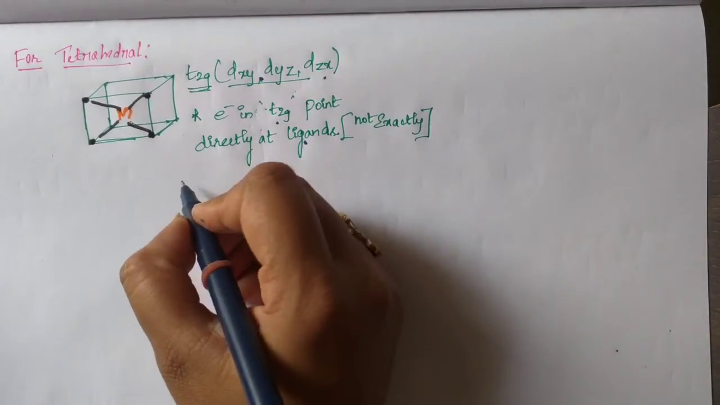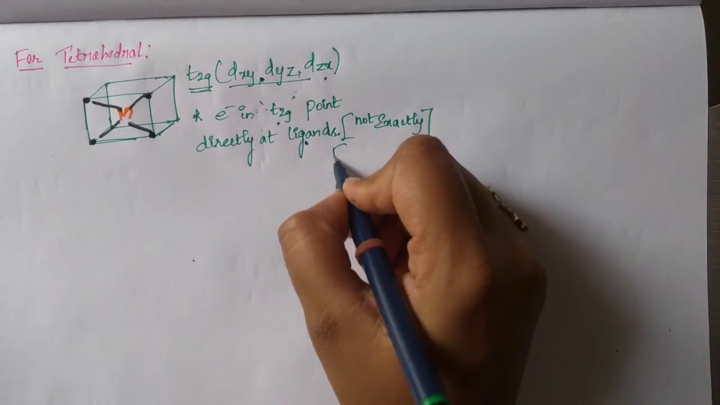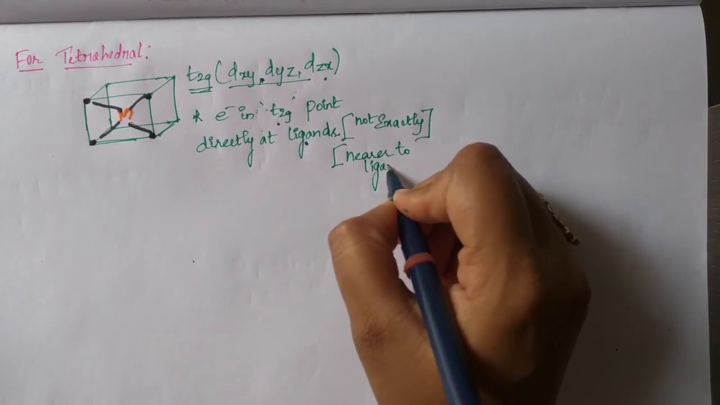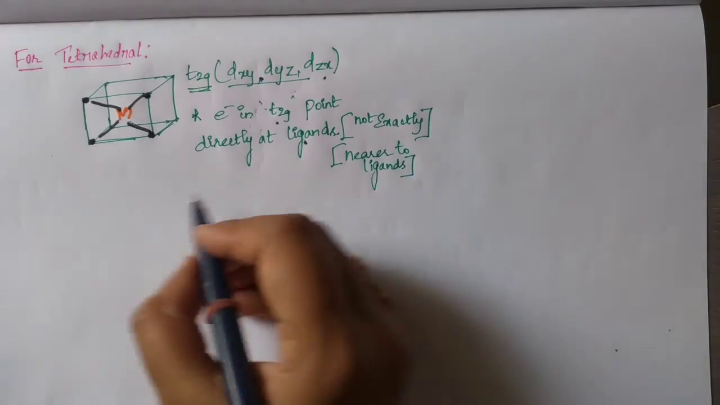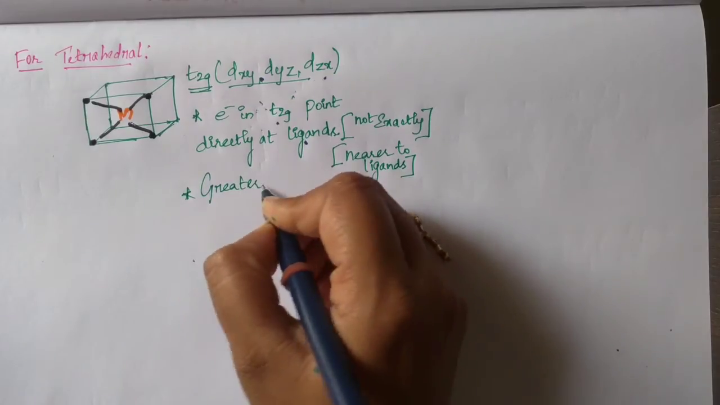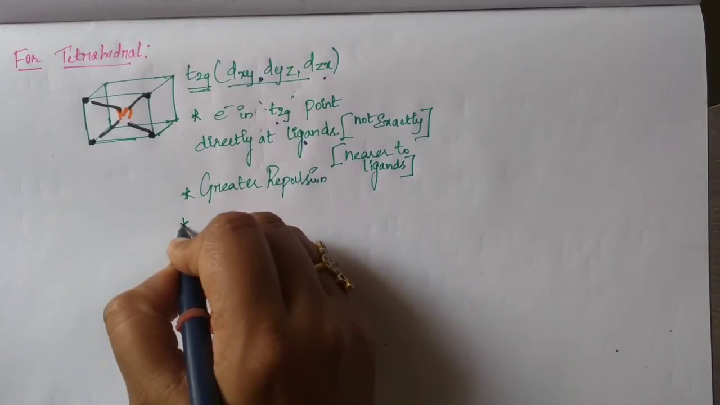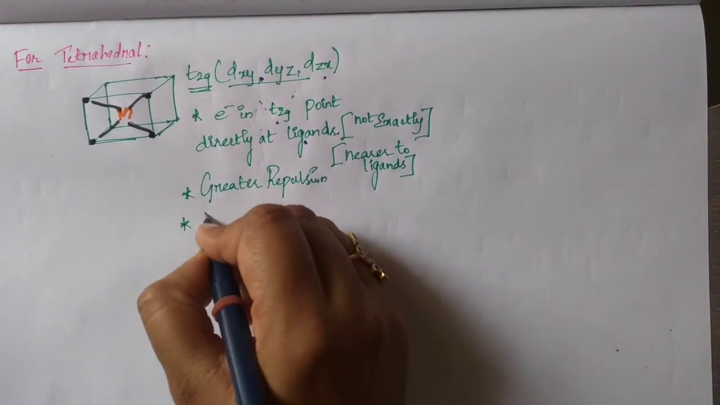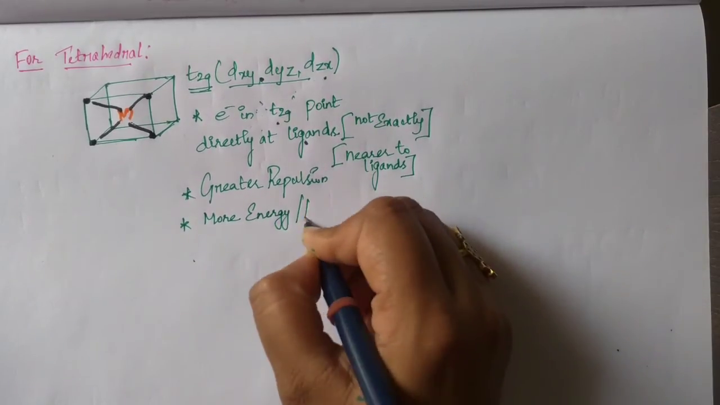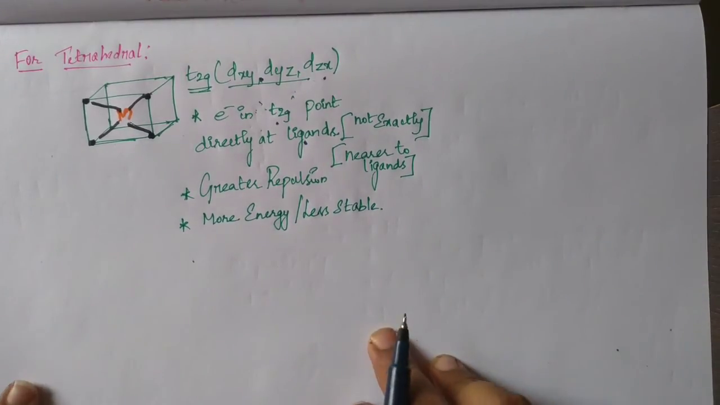Okay, so what happens? They are nearer. Pointing directly means you can say nearer to ligands. Okay, students, they are nearer to ligands, so what happens? Greater repulsion. Greater repulsion means what happens? The energy will be more. More energy, less stable. Okay, students.